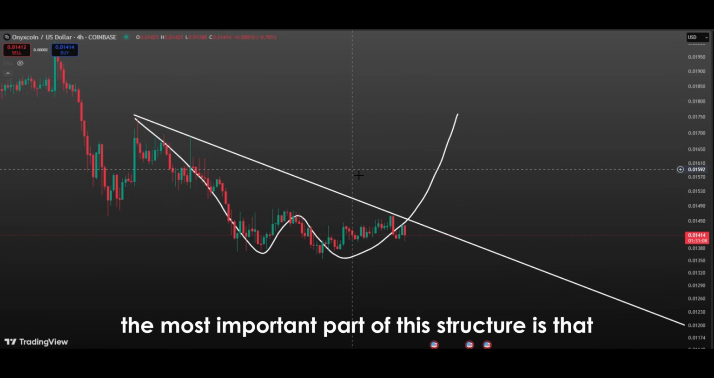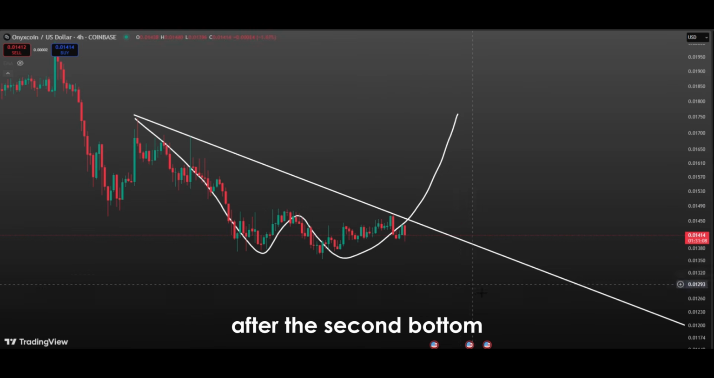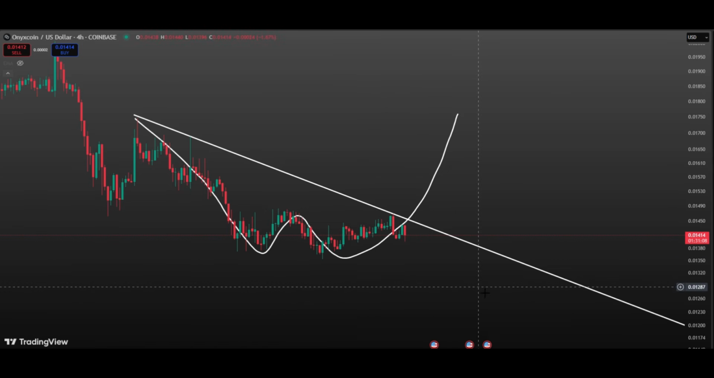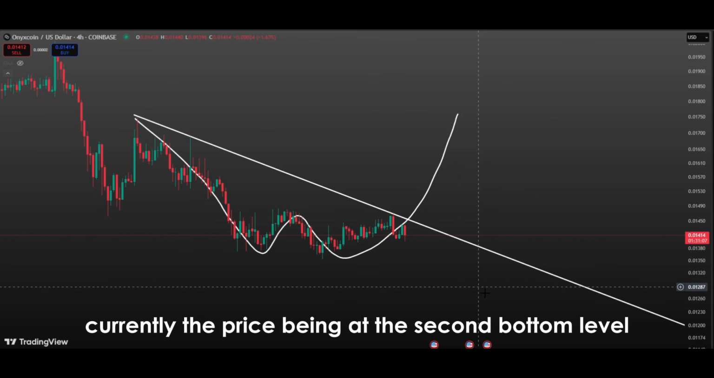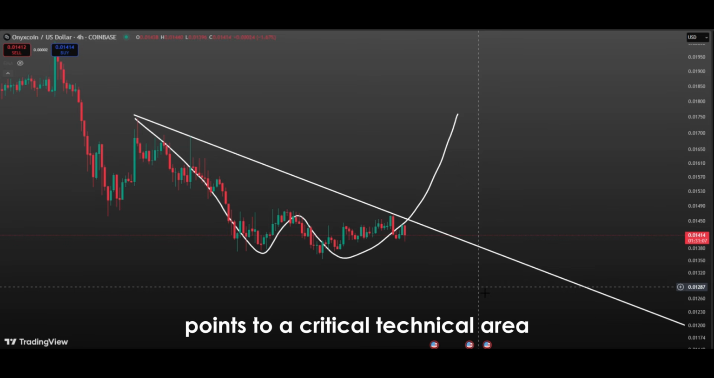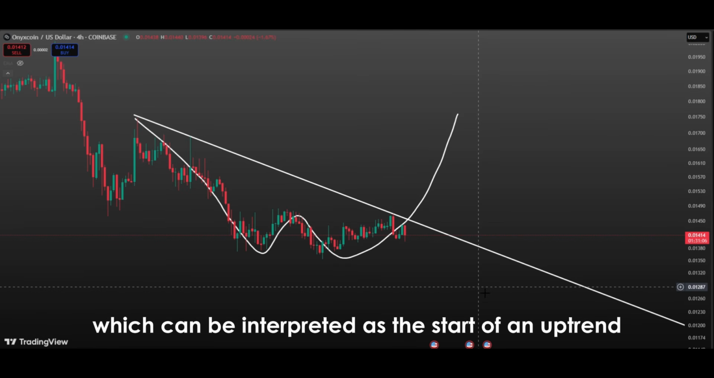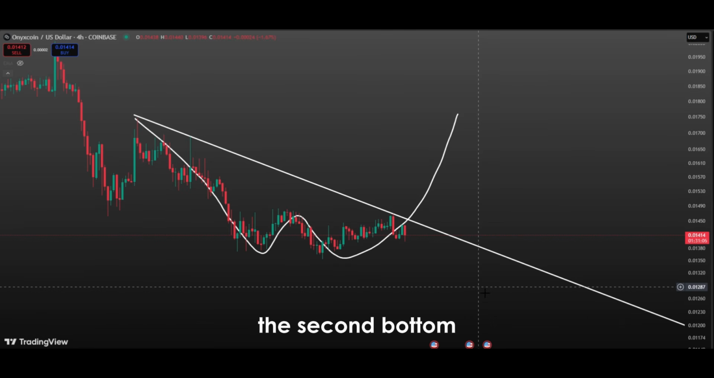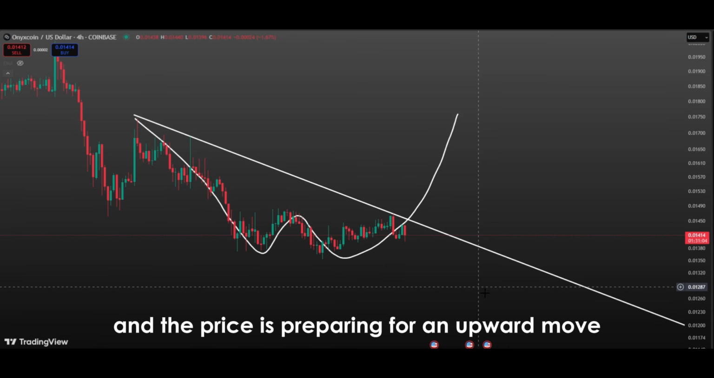The most important part of this structure is that after the second bottom, the price should start moving upward. Currently, the price being at the second bottom level points to a critical technical area. A rebound from this level would mean the W formation is completed, which can be interpreted as the start of an uptrend. The second bottom shows that selling pressure in the market has significantly decreased, buyers have regained strength, and the price is preparing for an upward move.